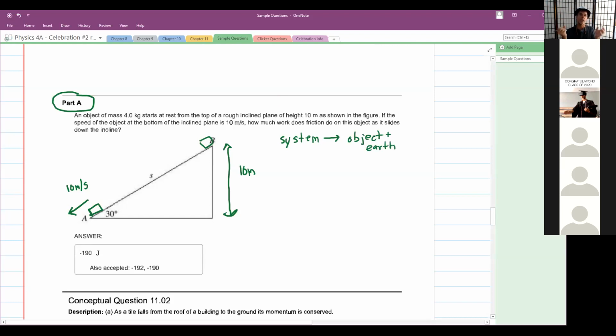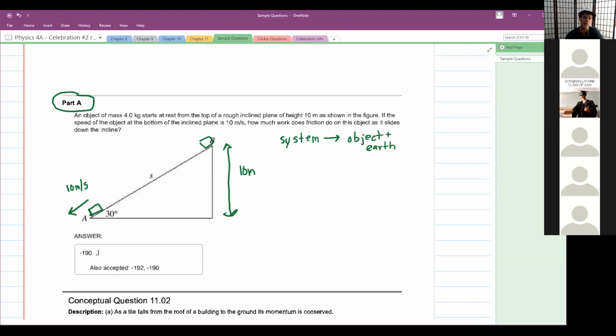I'm including the Earth as my system so I can use gravitational potential energy. So, one, what's happening here conceptually? The object starts with some gravitational potential energy. As it's sliding down, that potential energy is getting converted, some of it to kinetic energy, but friction is doing negative work, which is removing energy from the system.